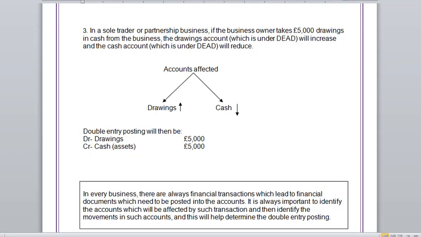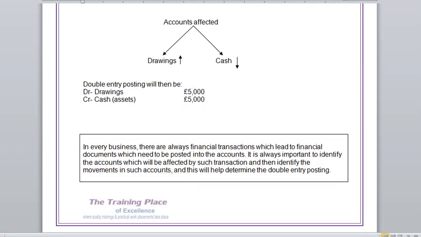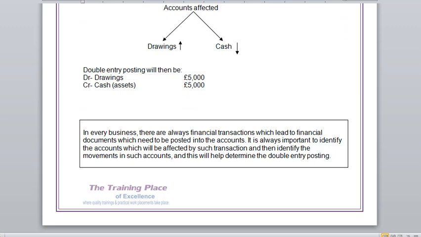So please do bear in mind there's a bit of logic behind your debits and credits. So as much as possible, try to learn the debits and the credits. In every business, there are always financial transactions which lead to financial documents which need to be posted in the accounts. It is always important to identify the accounts which will be affected by such transactions, and then identify the movement in such accounts, and this will help determine the double entry posting.